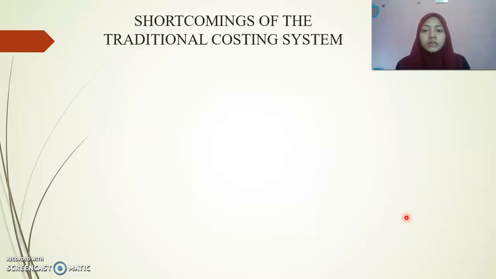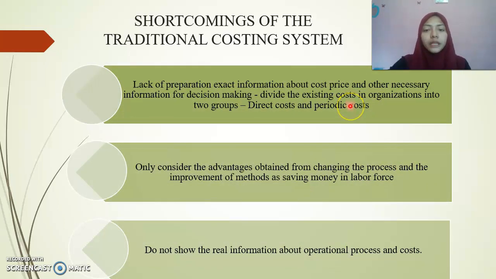So there are some shortcomings of the traditional costing system. The first one is the lack of exact information about cost price and other necessary information for decision making. The traditional system mainly divides the existing costs in an organization into two groups, which are direct costs and periodic costs. But they only consider the direct cost in calculating the cost price. But in making decisions, they need to use both of them. Therefore, based on traditional methods, analysis of the improvement of activity and methods for decreasing the cost won't be possible.